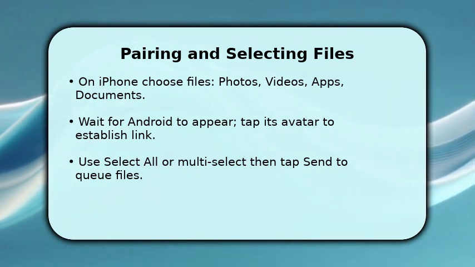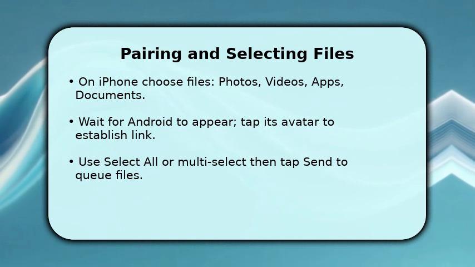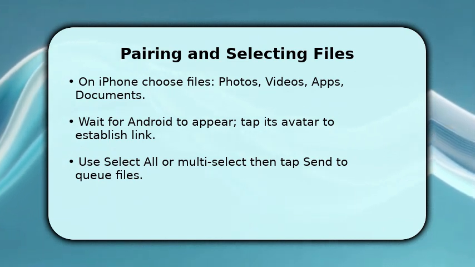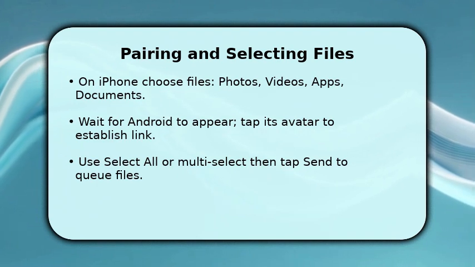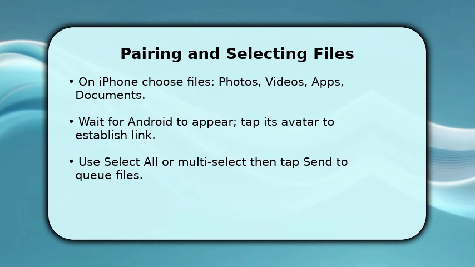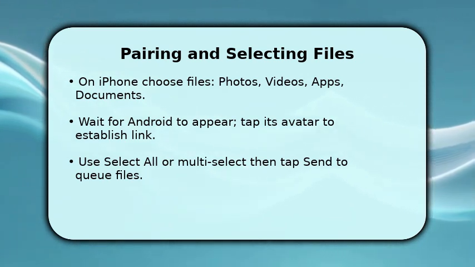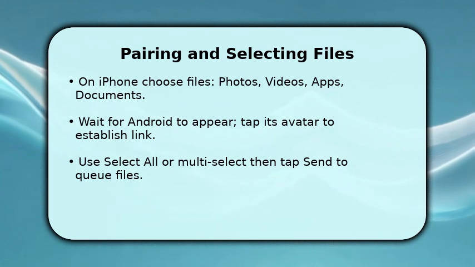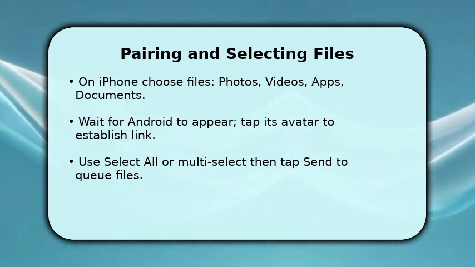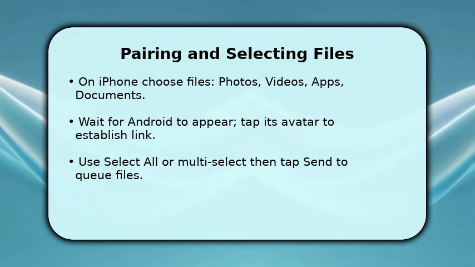Next, choose what to transfer and establish the link. On the iPhone, pick Photos, Videos, Apps, or Documents and tap Individual Items or select All. The app queues them. When the Android appears on screen, tap its avatar to confirm the connection and accept the prompt on the receiving phone if required. Once paired, the iPhone will begin sending, monitor progress bars, and keep both screens awake. This prevents interrupted transfers and ensures files are written correctly on the Android.